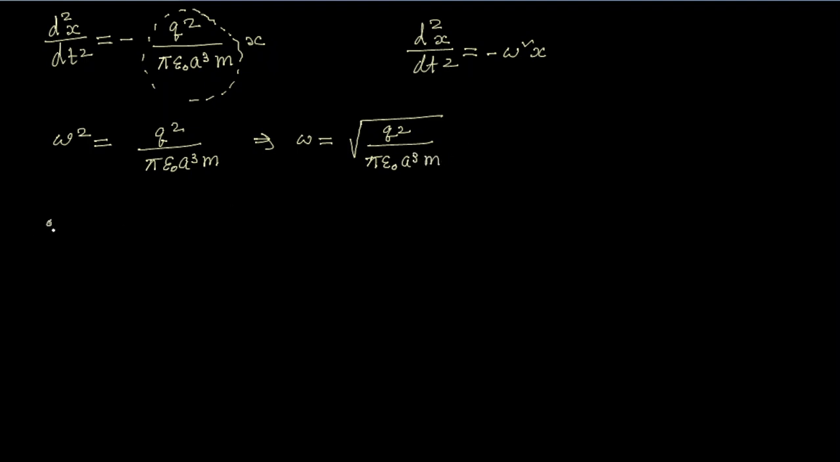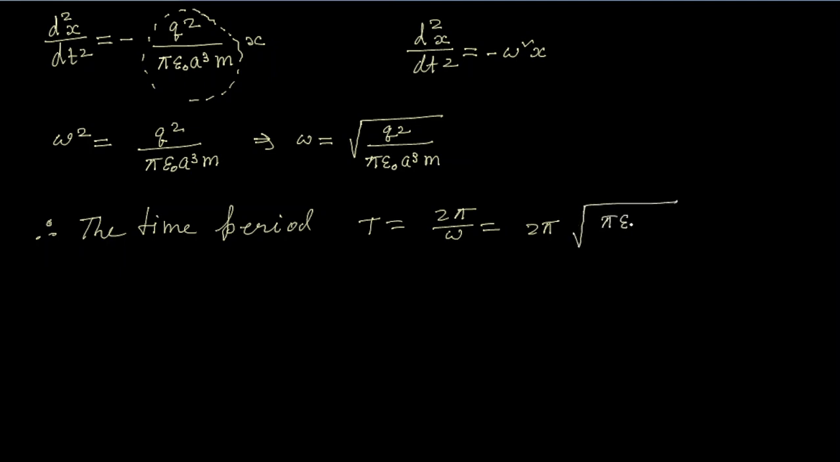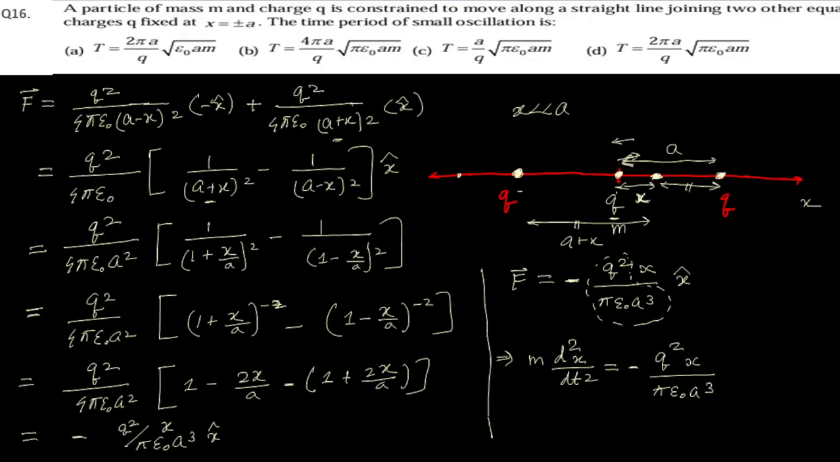Then we have to calculate the time period. Therefore the time period T is equal to 2 pi by omega. So this will give you 2 pi times 1 by omega, which is the square root of pi epsilon naught m a cube divided by q square. So this will be the time period of the small oscillation. So which option will be the correct answer?